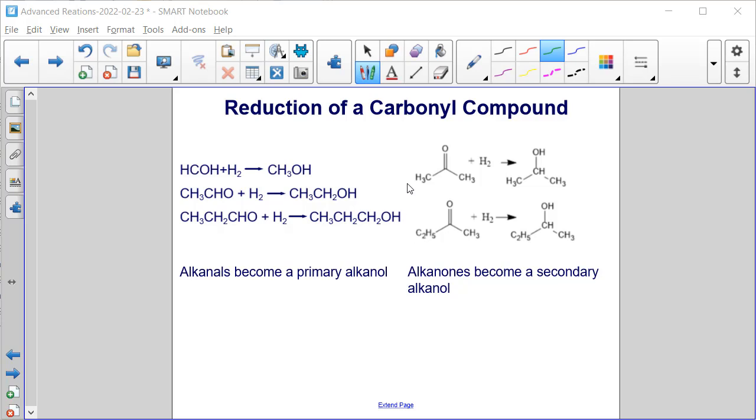Okay? If the double bonded oxygen is in between two carbon-carbon chains. So in this case, we have a CH3 on the left and a CH3 on the right. In this case, we have C2H5 on the left, so an ethyl group, and a methyl group on the right. So in this case, this carbonyl group is not a terminal carbon, and so this is an alkanone, right? In that case, we're forming secondary alkanols because the carbon containing the OH group is bonded to two additional carbons.